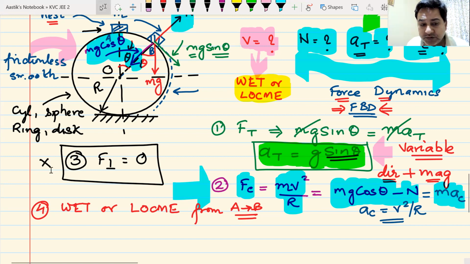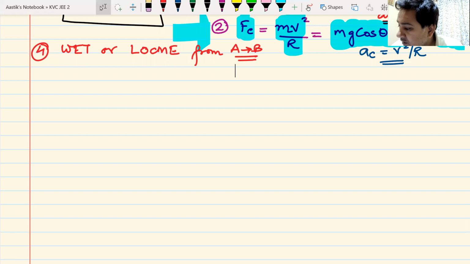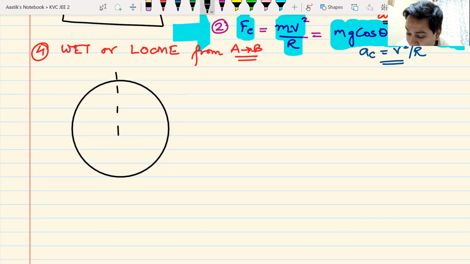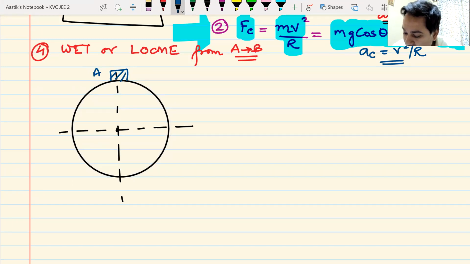Since the diagram has gone upwards, I will have to draw the diagram again. The diagram that I'm drawing is only to apply LOCME and nothing else, so I will not draw anything which is not relevant. So this was the diagram. This is point A. And here we have point B, and I have to apply LOCME from A to B. I hope everyone understands this.